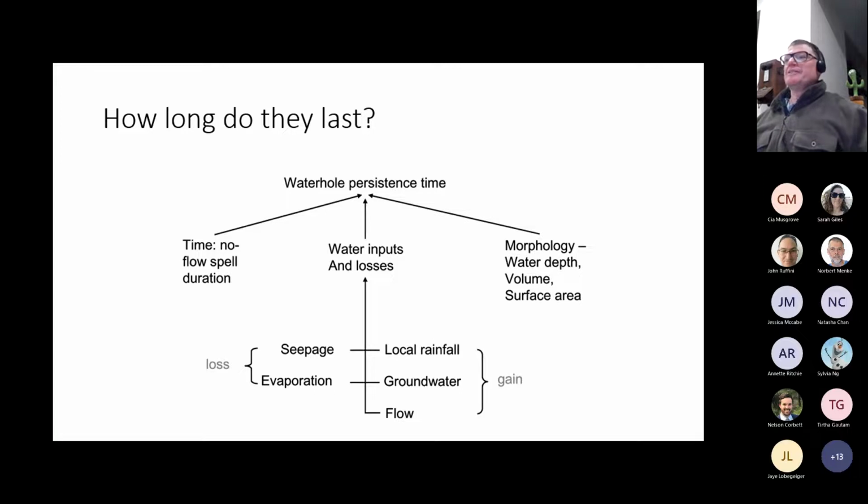So basically, this is a simple conceptual model of how long a waterhole lasts, with the time that flow has stopped as a key driver, water inputs and losses as key drivers, and then the geomorphology of the waterhole itself as a key determinant as well. So basically, if you've got a deep waterhole and a short spell without flow, it's unlikely to dry up, but if it's the other way around, it's more likely to dry up. And the main parameters that we need to understand are these loss rates and gain rates.